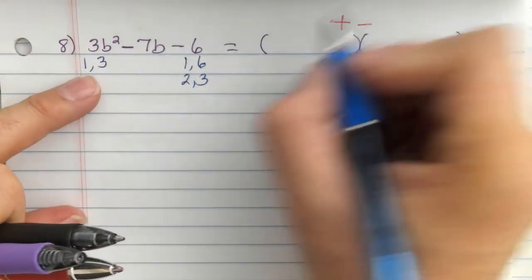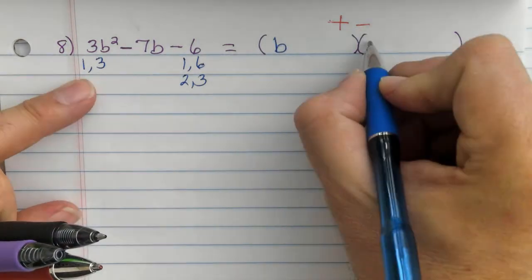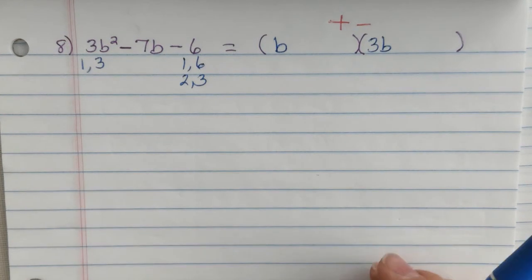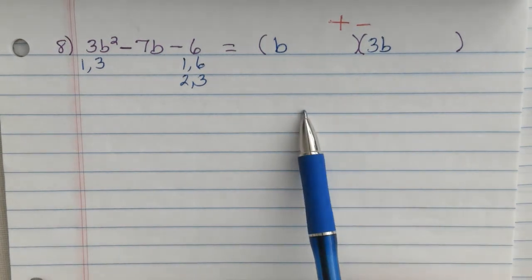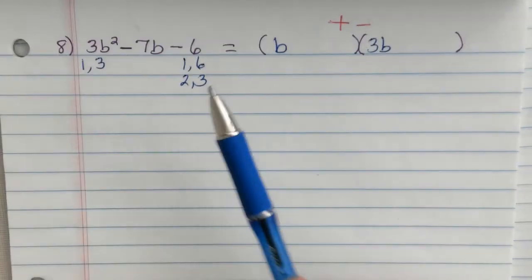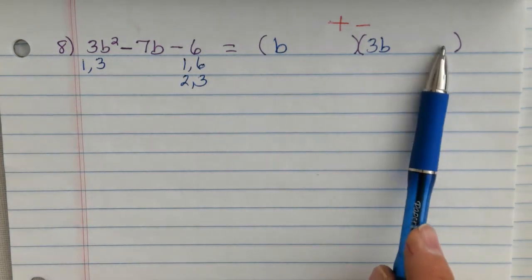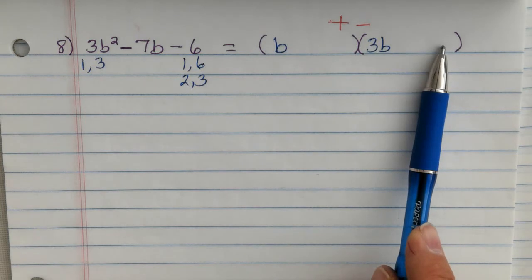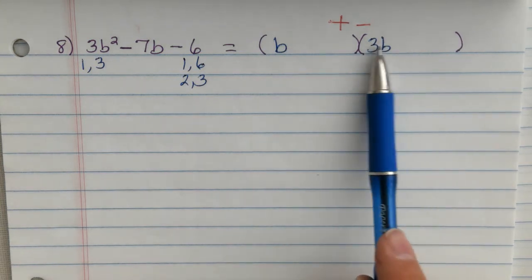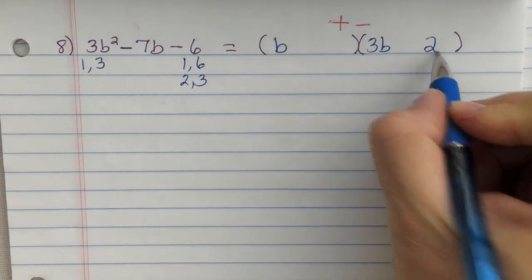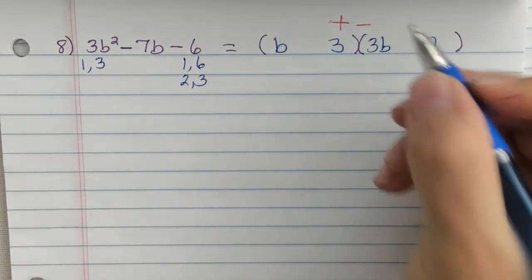I'll try the 1 times 3. So 3b times b, or if you want to write b times 3b, that's up to you. And if I'm going to try the 2 and 3, I can't put the 3 here, can I? Because then I'd have a common factor of 3. So let's try it like this: the 2 here and the 3 there.